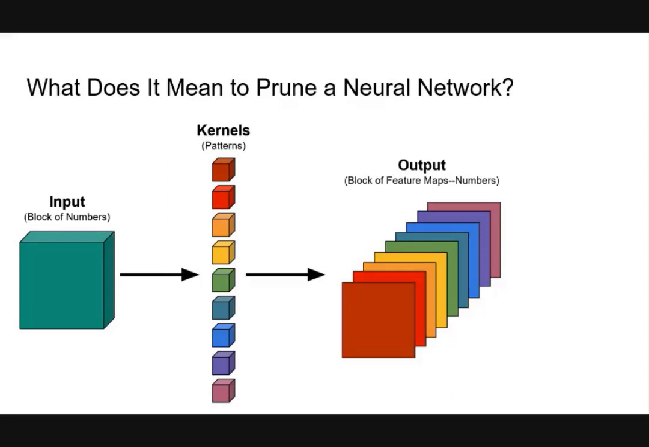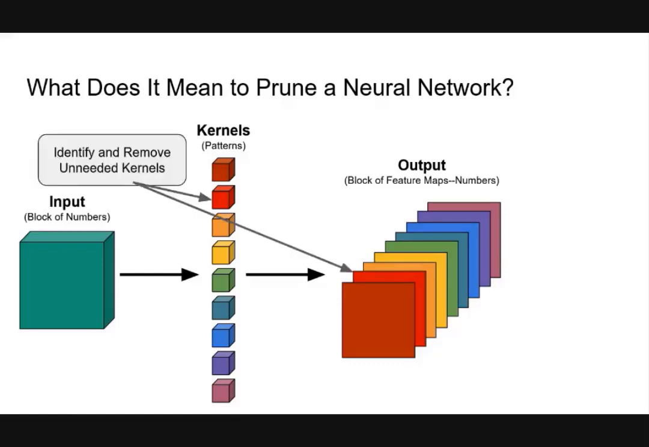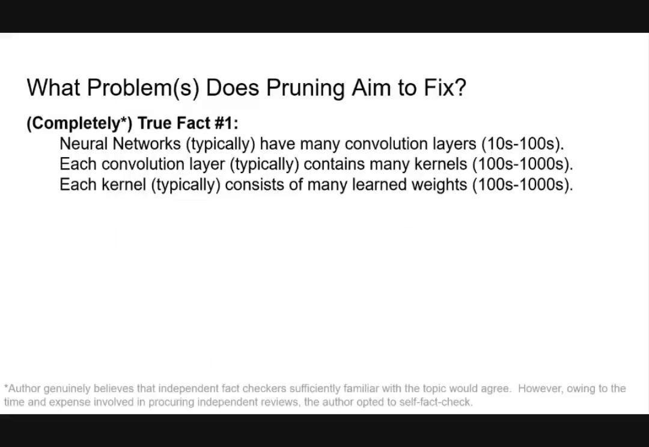So what does it mean to prune a network? You can imagine a convolution layer here, and it has a whole bunch of kernels, and it's producing this output. All pruning is identifying some kernels and getting rid of them. That's pruning. So you're going to reduce the number of learned parameters in your model. Because you don't have to compute those feature maps, it's less computation. So it's simplifying your model.